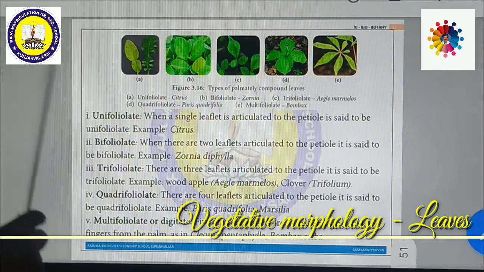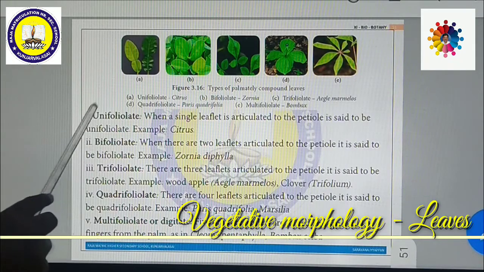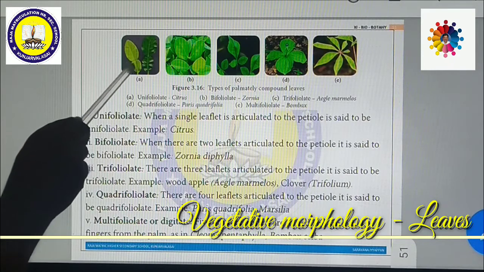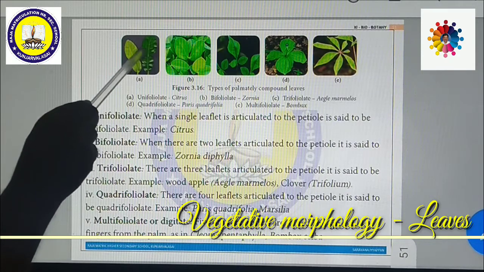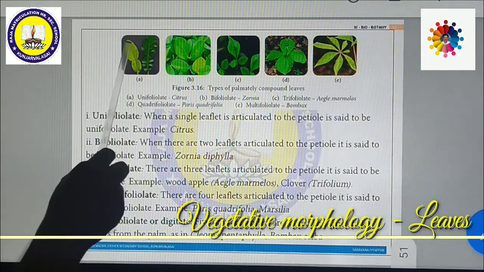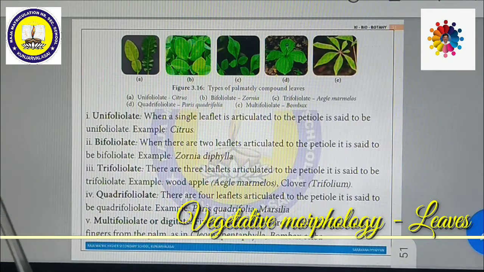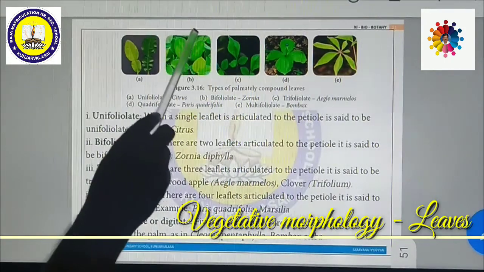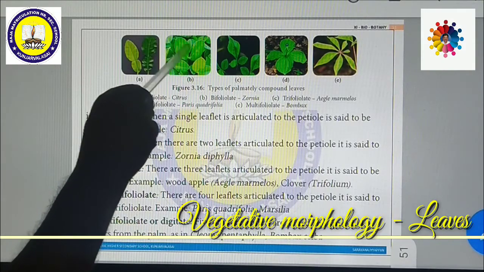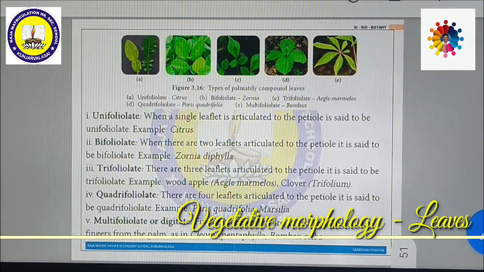They are unifoliate. That means a single leaflet articulated with the petiole is said to be unifoliate. A single leaf. So this petiole is having a single leaf. These are called unifoliate. Citrus, meaning lemon and orange, comes under this category. Then bifoliate leaf. In a bifoliate leaf, there are two leaflets articulated to the petiole. Each and every petiole is having two leaves. These are called bifoliate. Zornia diphylla is a very good example.